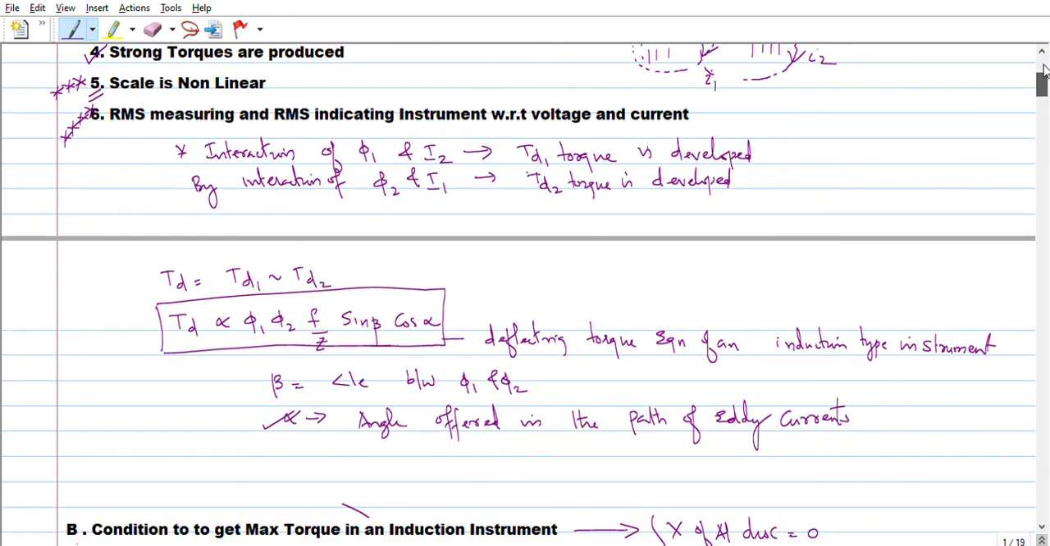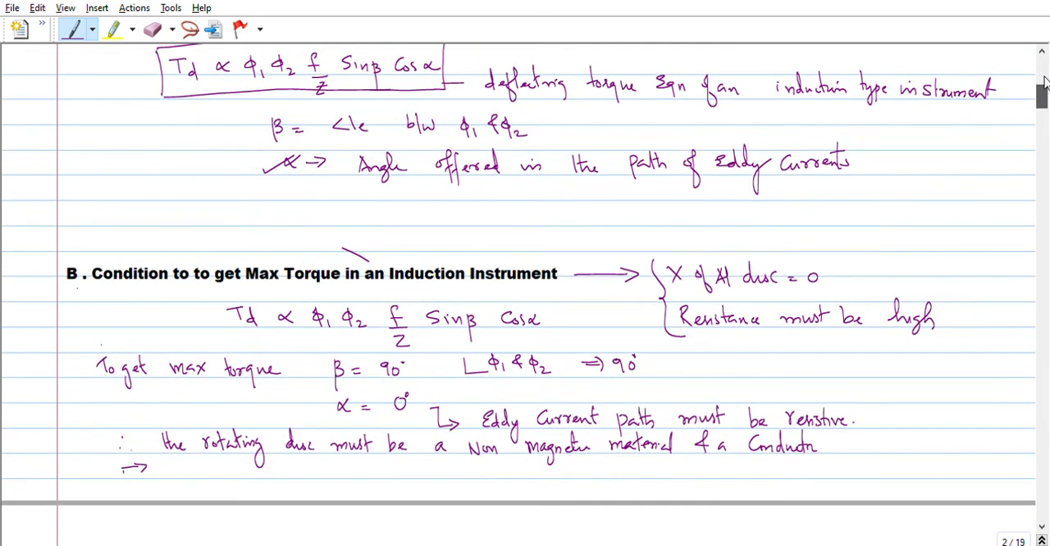The driving torque for any induction type instrument is given by phi1 phi2 into f by z into sin beta into cos alpha, where beta is the angle between phi1 and phi2 and alpha is the angle offered to the path of eddy currents. The condition for maximum torque: beta is equal to 90 degree so sin beta is 1, and for cos alpha to be 1, alpha must be 0 degree. This means the eddy current path must be resistive, and the rotating disk should not contain any magnetic material.